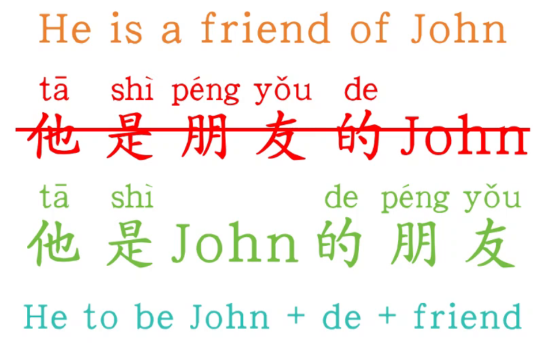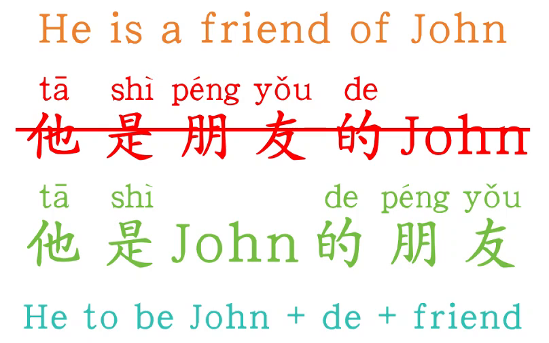So please pay attention to this structure. We don't say 他是朋友的 John. No, we don't say that. The sentence, he is the friend of John, we just follow the order of he is John's friend. 他是 John 的朋友.